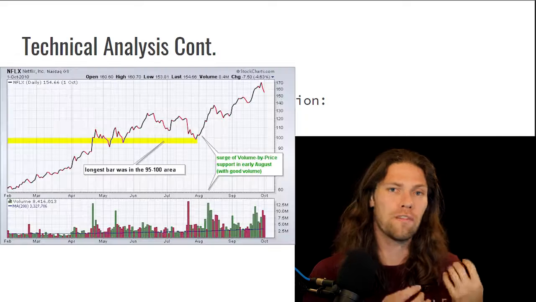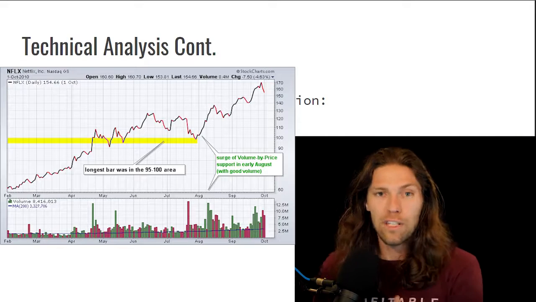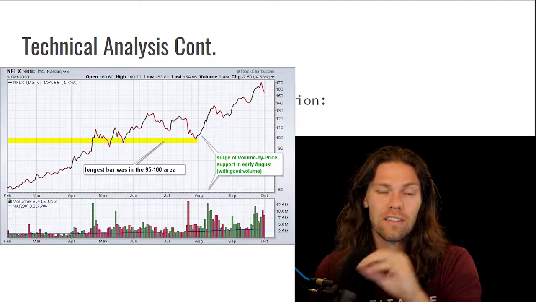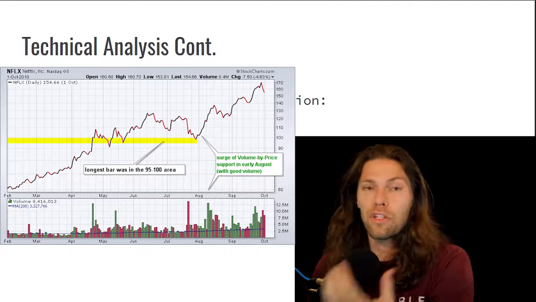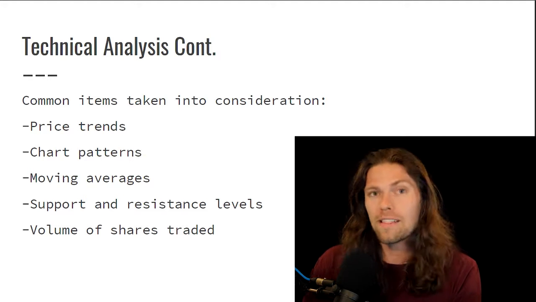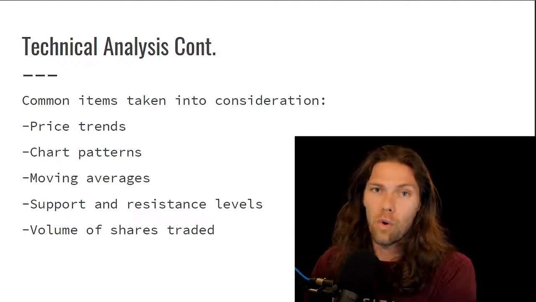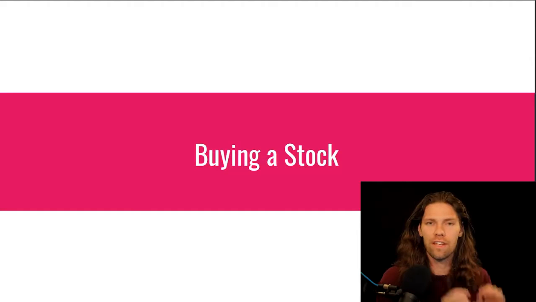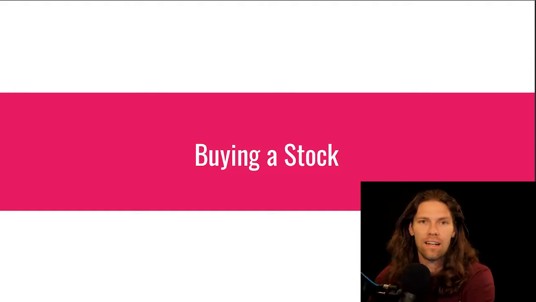And then finally, we have volume of shares traded. An increase in the volume of shares traded could mean that the volatility of that stock, the likelihood of it going up or down, increases as well, which means that stock could dramatically trend upwards or downwards as a result of that increased volume.